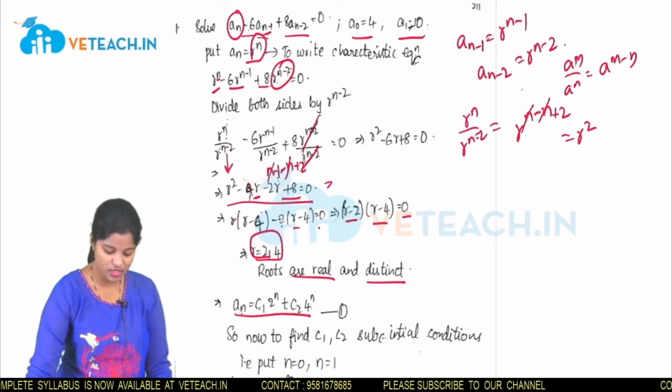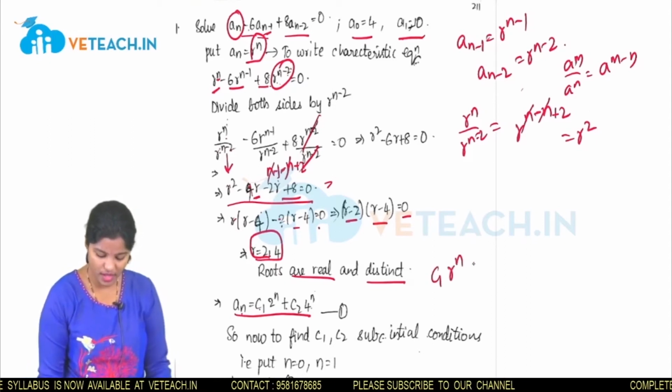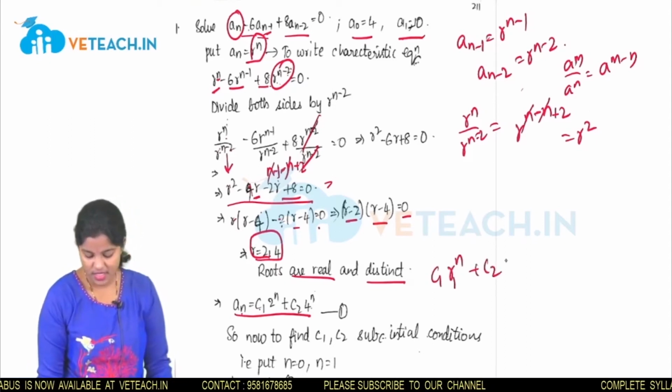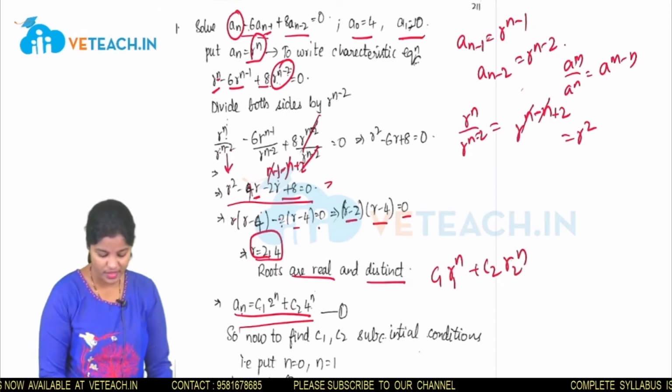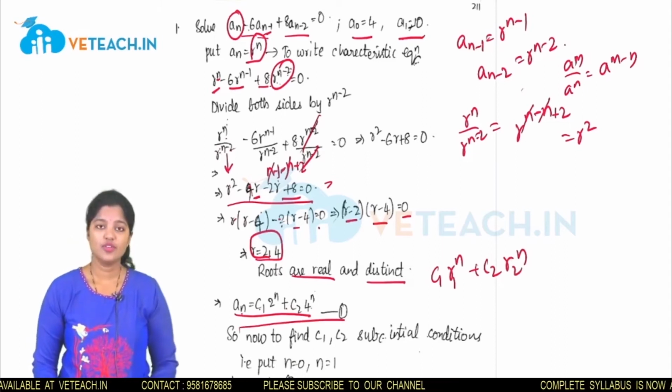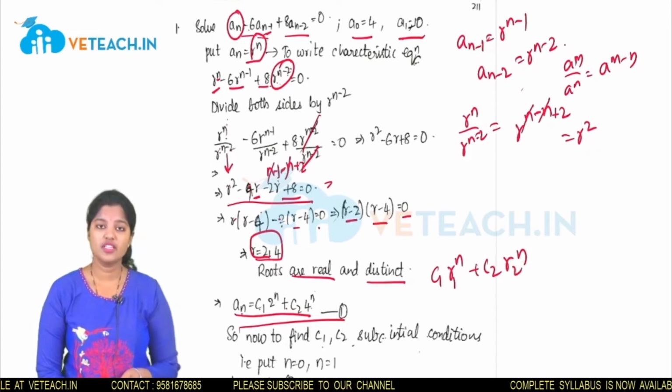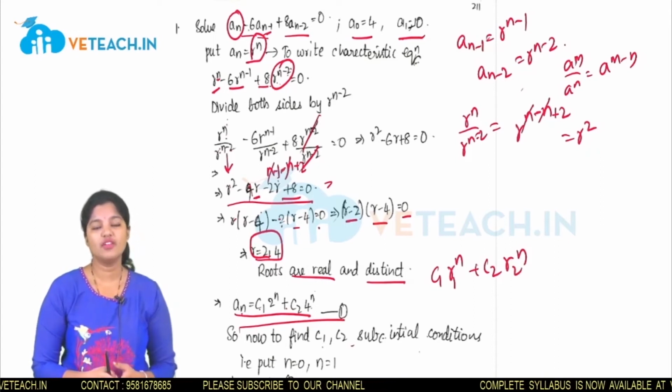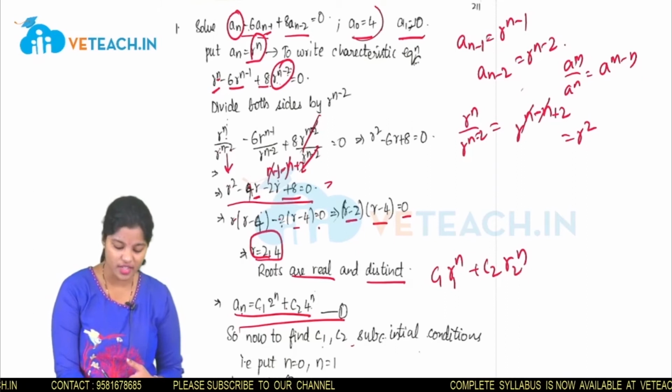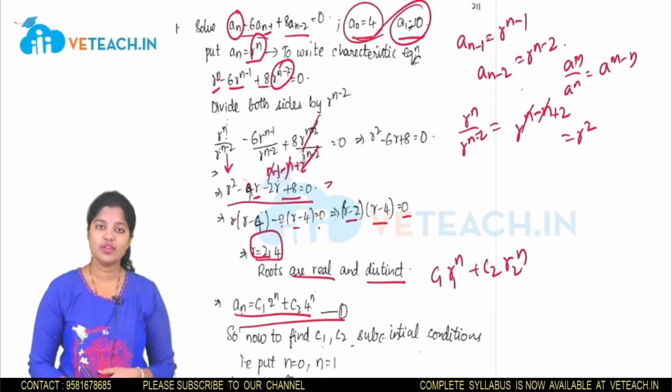We have already discussed this, no? c1 r1^n + c2 r2^n. This is our first case. So we should find the c1 and c2 values also. In order to find them, substitute the initial conditions given: a_0 = 4 and a_1 = 10.